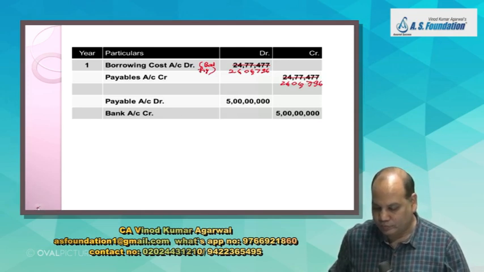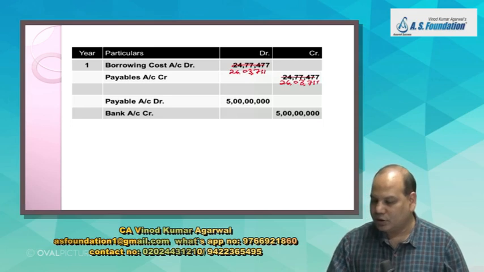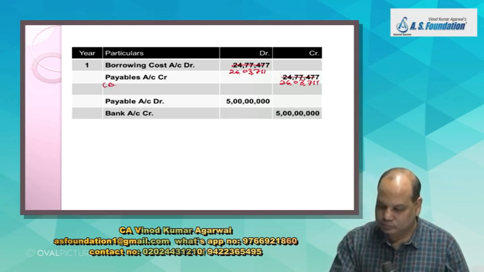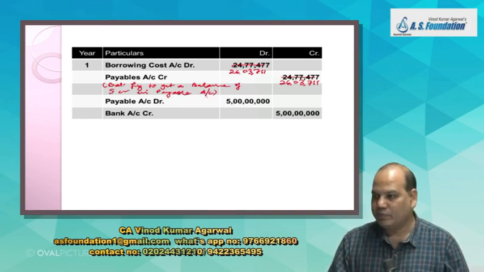Once again, 2603,7 double. This will make the total 5 crore, correct? So this is the balancing figure to get a balance of 5 crore in payable account. And if you do the calculation, there is a difference of few thousand rupees. Okay?